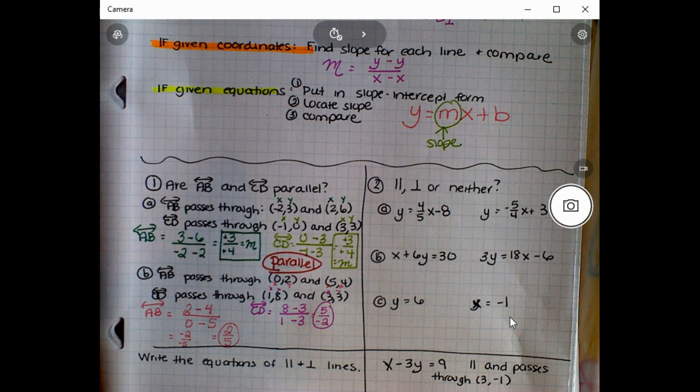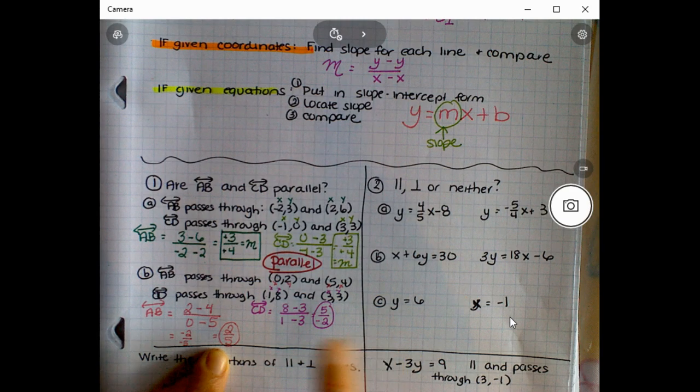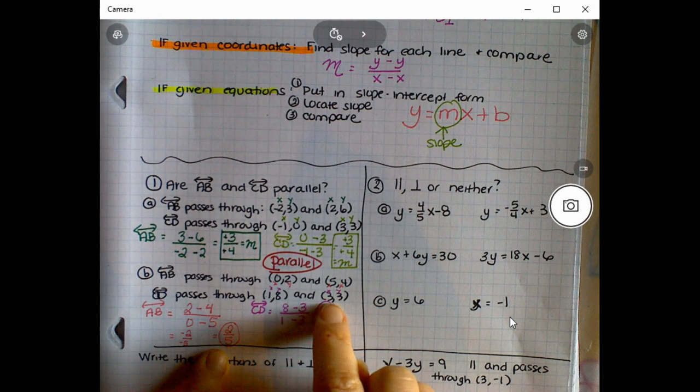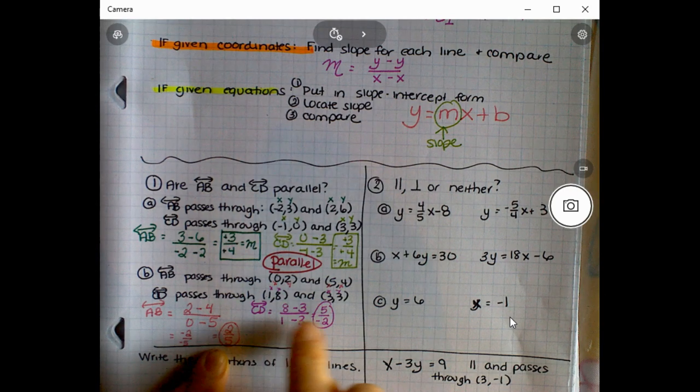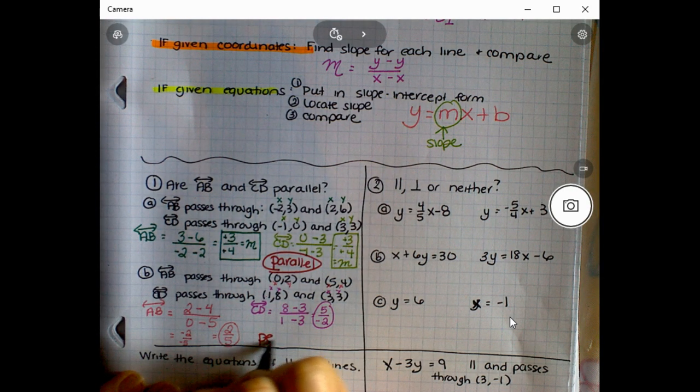All right, now we need to decide, are they parallel, perpendicular, or neither? If they were parallel, the slopes would be the same. Are these the same? No. If they were perpendicular, they would be opposite reciprocals. Opposite means one needs to be positive and the other needs to be negative. That's true. Reciprocal means the numbers are flipped upside down. So here we have 2 over 5, and here we have 5 over 2. This is an example of opposite reciprocal. So these are perpendicular.